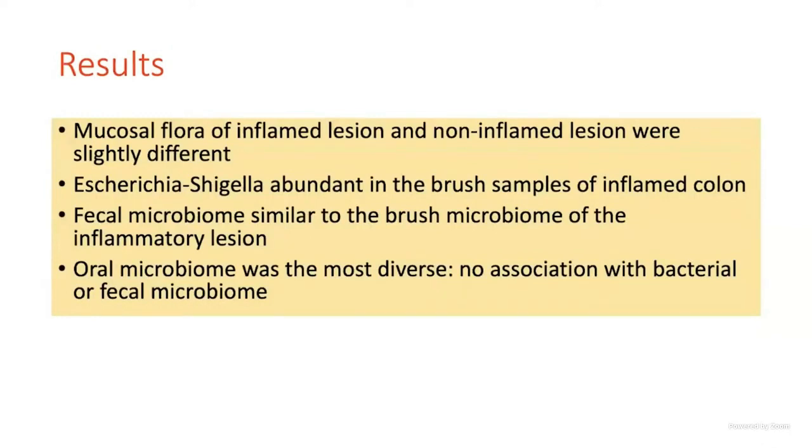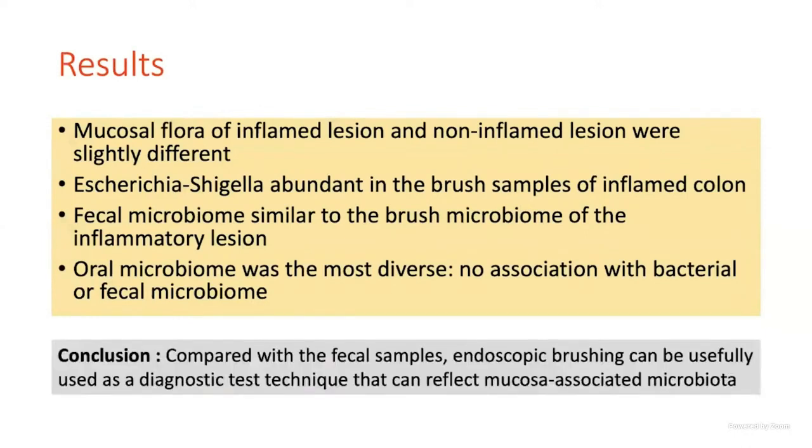So the mucosal flora of inflamed and non-inflamed regions was slightly different. E. coli, Escherichia, and Shigella were abundant in the brush samples of inflamed colon. The fecal microbiome was similar to the brush microbiome of the inflammatory lesion. However, the oral microbiome, though it was most diverse, had no association with the mucosal or the fecal microbiome. So again, to conclude, compared to fecal samples, endoscopic brushing of the mucosal microbiome could be used as a diagnostic test to reflect the mucosal ulcerative bacteria.